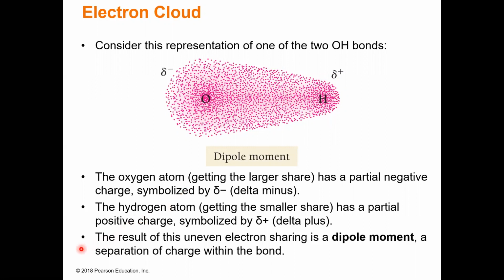The result of this uneven electron sharing is what we call the dipole moment. And it's a separation of the charge within the bond.